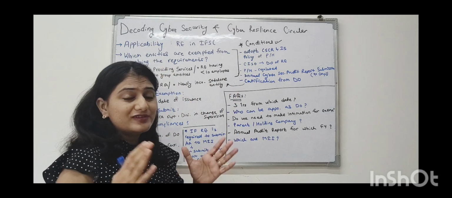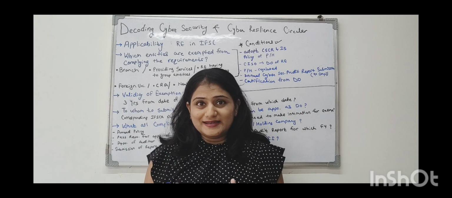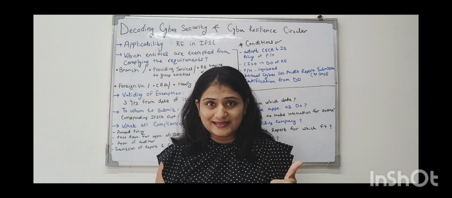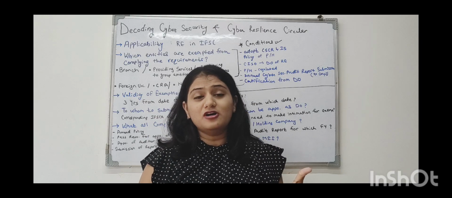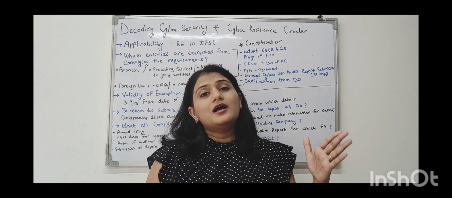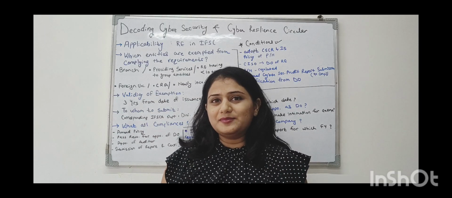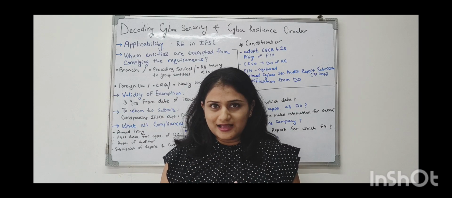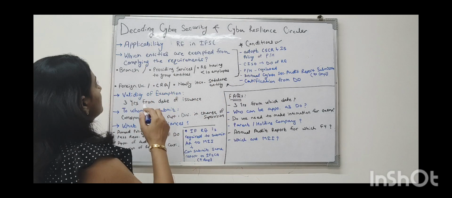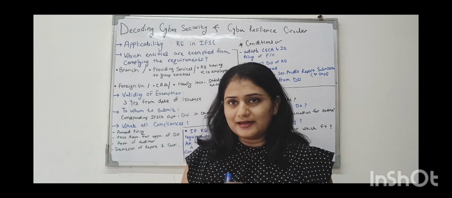Applicability. To which entities are these guidelines or circular applicable? To every regulated entity. That means any entity which is recognized, licensed, authorized or registered with the IFSCA authority will be considered a regulated entity. That means every entity registered in the IFSC jurisdiction will be considered a regulated entity, irrespective of the type or category of entity. It is applicable to every regulated entity.